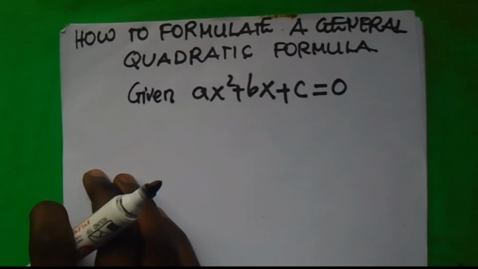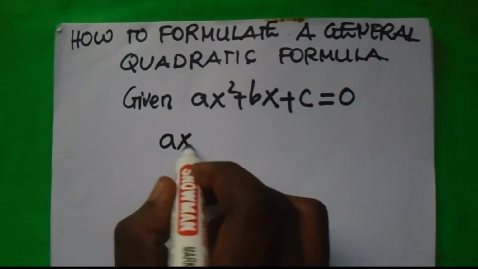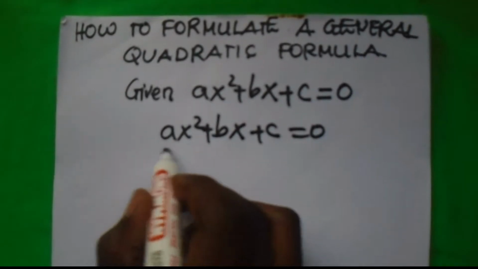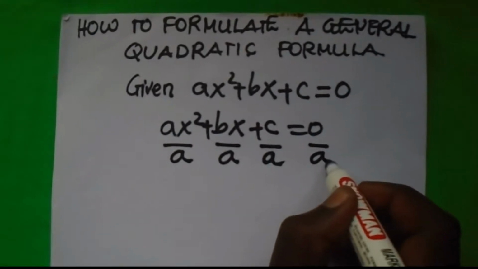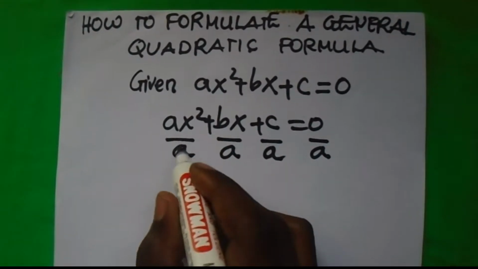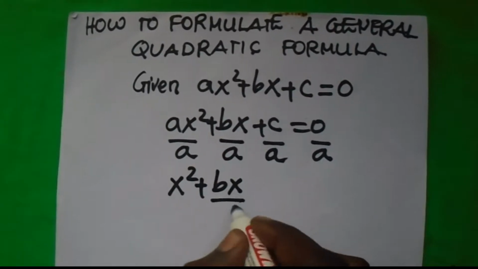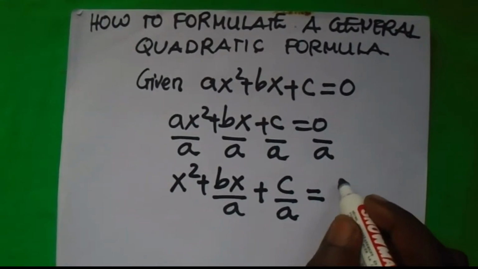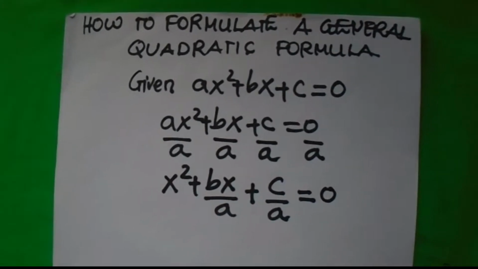Step number one is to divide by a throughout. Then ax squared plus bx plus c equals 0. Let's divide by a on both sides. Then this one will cancel out, remaining x squared plus bx over a plus c over a equals this one over this one, equal to 0. So that is step one.